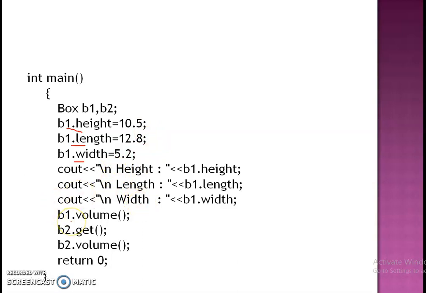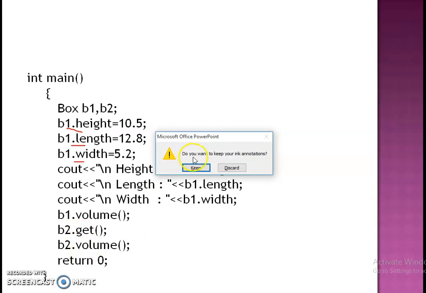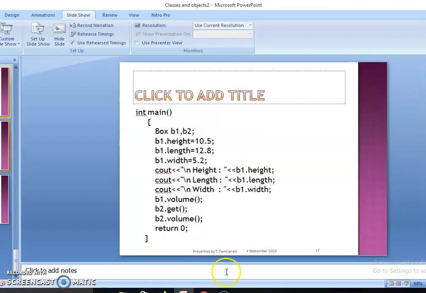Then we calculate the volume of object B1 using the volume function, through B1. So now these values are assigned to B1's memory location, and we also calculate the volume. That function definition has the ability to display the output also. Then for the B2 object, I am going to read the height, length, and width through the keyboard, and also calculate the result. Let's see how we are going to execute this program.